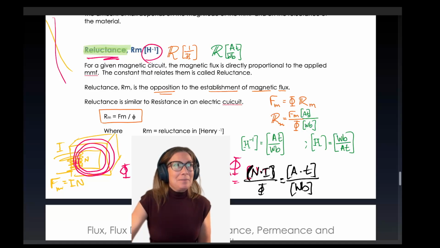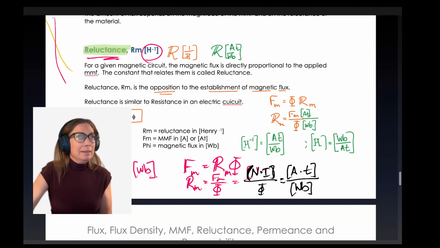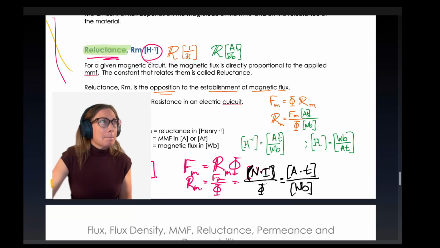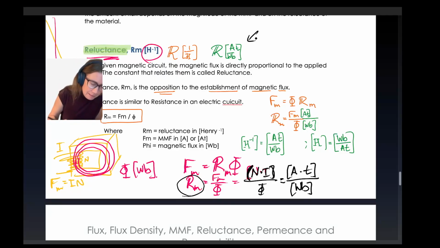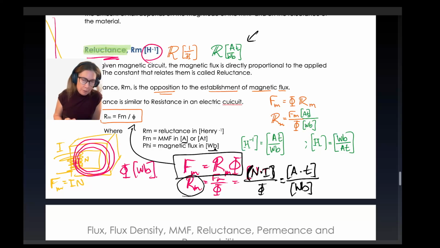That's important because those are the units for Rm. It's amps times turns over Webers. So I put that up here. It's amp turns over Webers. We've rearranged this equation. This is the equation, rearranged in that form. And Fm is in amps or amp turns, and phi is in Webers, amp turns over Webers. So those are our units.